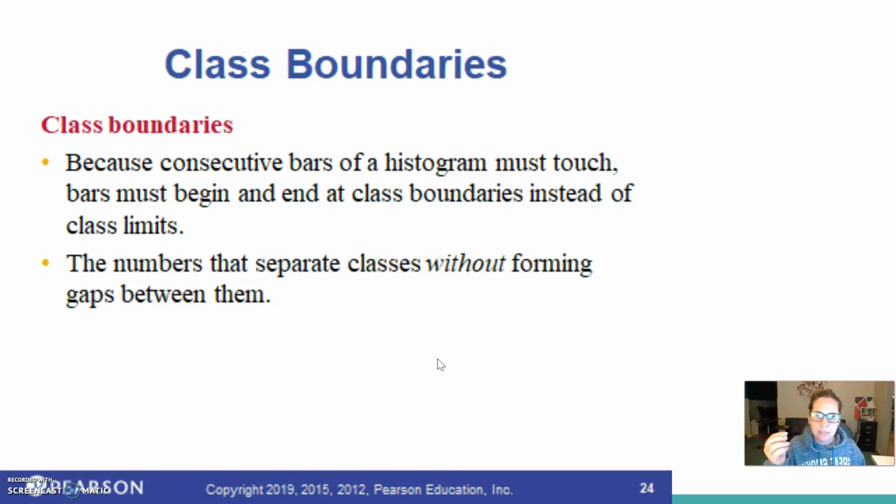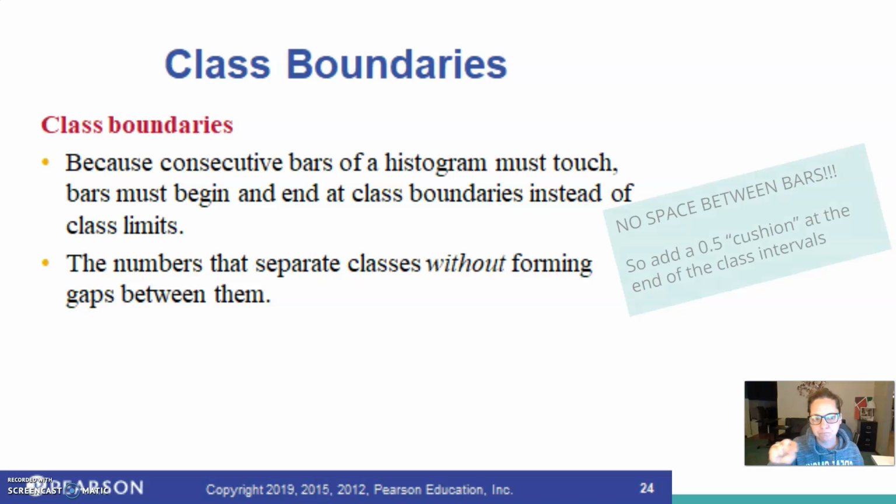So if there was a space, like one group was 0 to 5, and the next group was 6 to 10, if we go to graph that, then we're going to have a space between 5 and 6. We don't want any spaces. So because we don't want spaces, we have to do a little bit of fancy footwork and make some class boundaries. What I call it is a cushion. So where there was space, we're going to expand those class limits into wider boundaries so that there's no space.